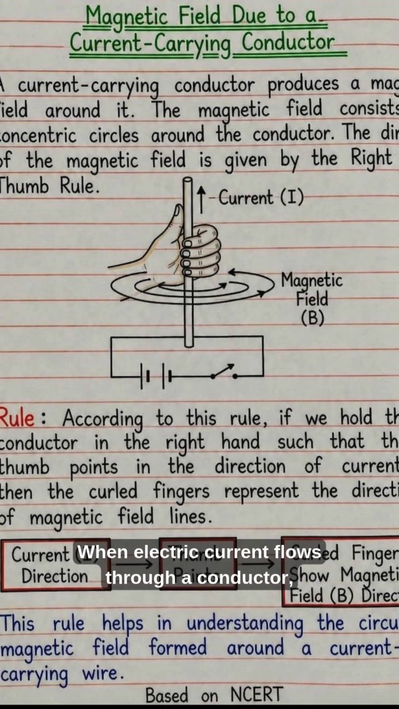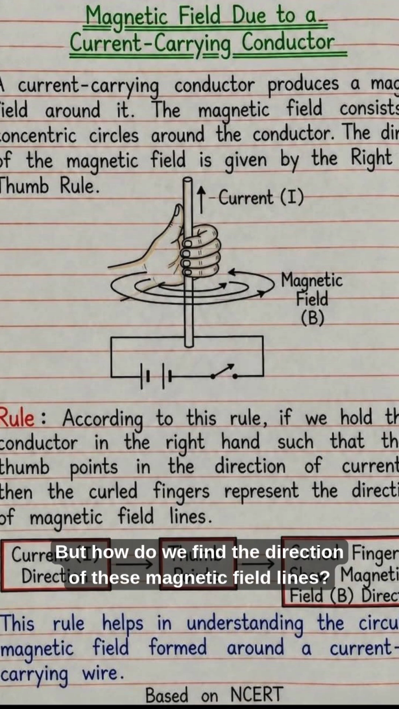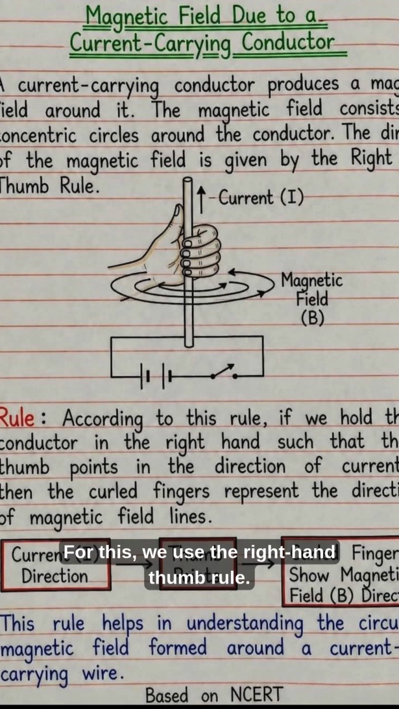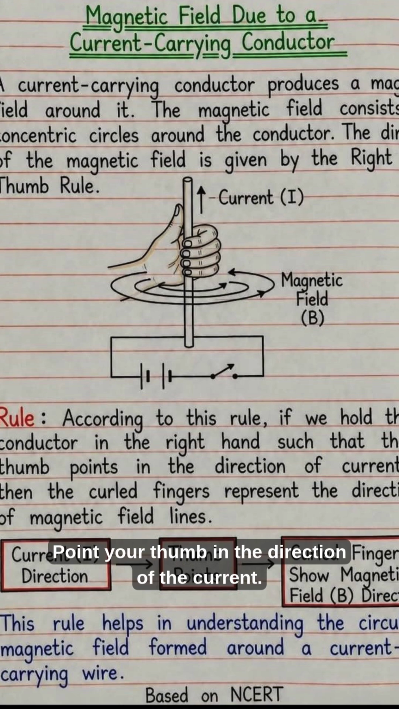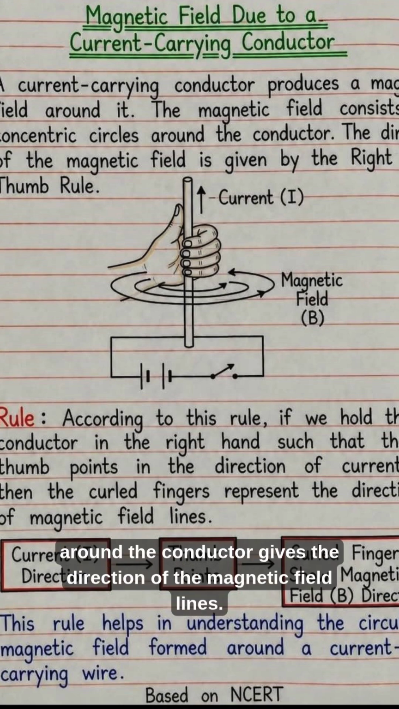When electric current flows through a conductor, it produces a magnetic field around the conductor. The magnetic field around a straight current-carrying conductor consists of concentric circular magnetic field lines. But how do we find the direction of these magnetic field lines? For this, we use the right-hand thumb rule. Let us understand this rule carefully. Hold the straight current-carrying conductor in your right hand. Point your thumb in the direction of the current. Now, the direction in which your curled fingers wrap around the conductor gives the direction of the magnetic field lines.